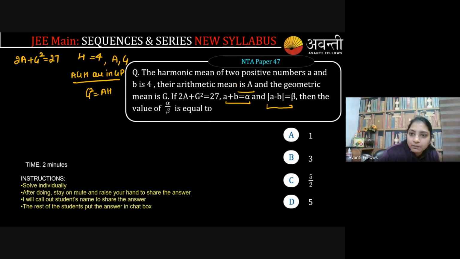And if two numbers are there, A and B, and the harmonic mean between the two numbers is 4, can you find or relate it with the harmonic mean formula or not? They gave you the harmonic mean of two numbers is 4. It means H is 4. So G square is equal to 4A.